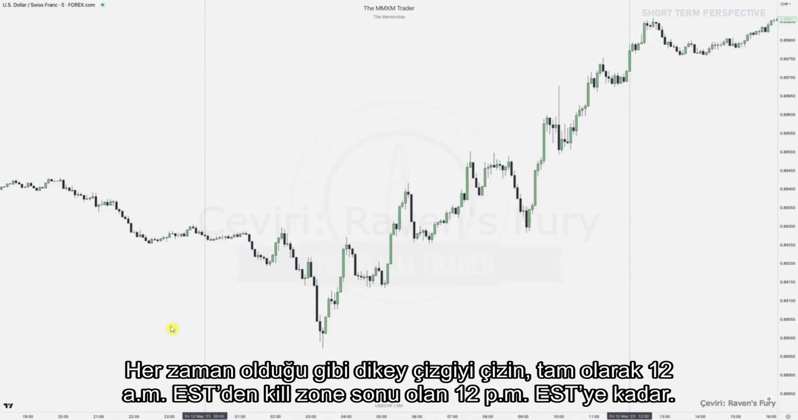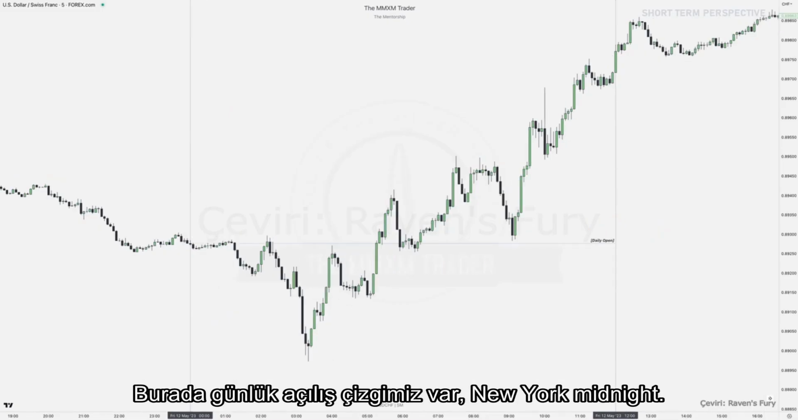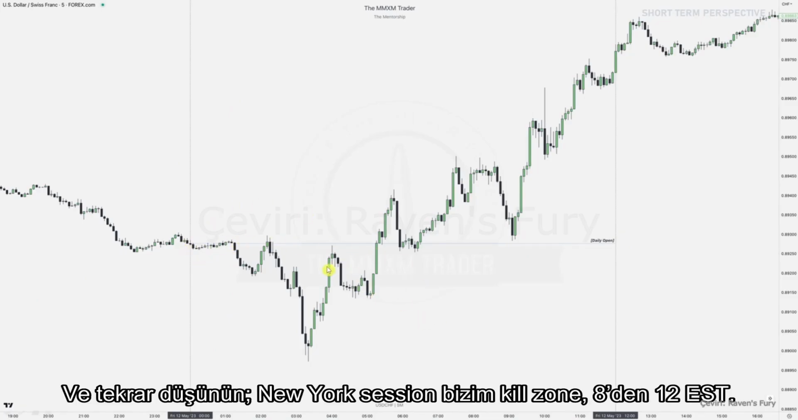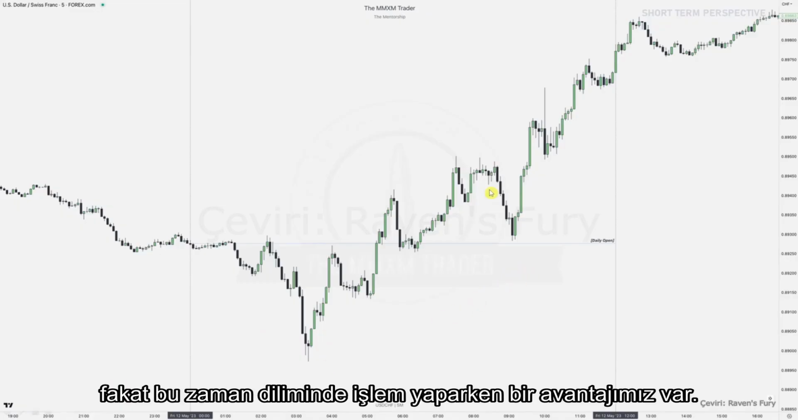So as always, draw out your vertical line, right, at 12 a.m. EST until the end of our kill zone, which is 12 p.m. EST. We've got our daily opening line, right? New York midnight over here. And again, think about it, right? New York session is our kill zone, 8 to 12 p.m. EST. But we have one advantage when we trade this time zone, right?